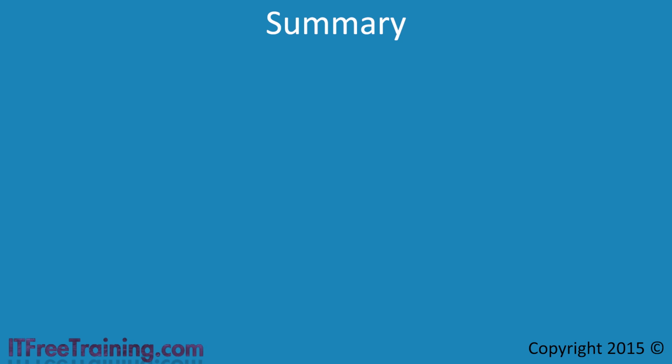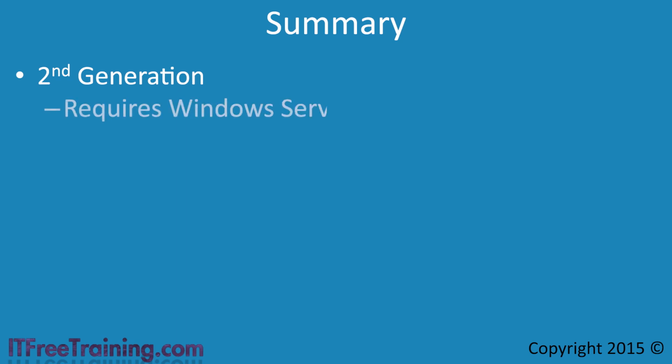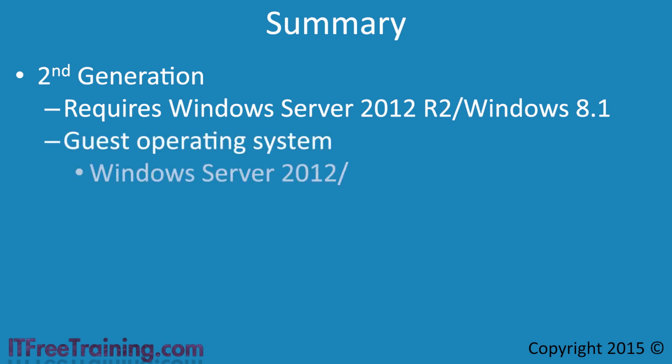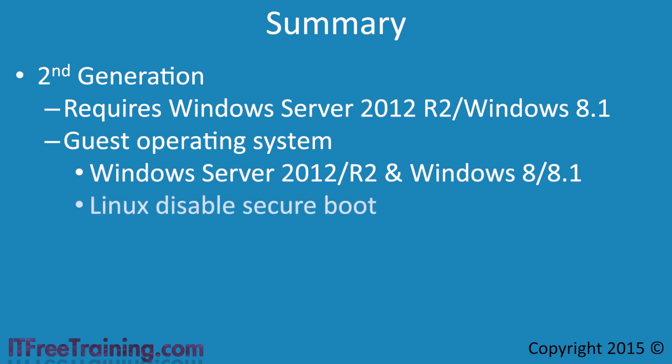To recap what was covered in this video, in order to run second-generation virtual machines, you need to be using Windows Server 2012 R2 or Windows 8.1. The guest operating system running in the virtual machine needs to be Windows Server 2012, Windows Server 2012 R2, Windows 8, or Windows 8.1. Due to hardware compatibility issues, if you install Windows Server 2012 or Windows 8, you may need to perform a workaround to get the keyboard to work during the install. If you are running Linux, you may need to disable Secure Boot. Disabling Secure Boot is a simple matter of clearing a tick box.